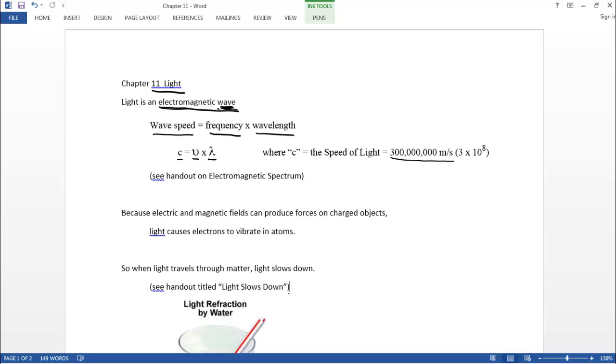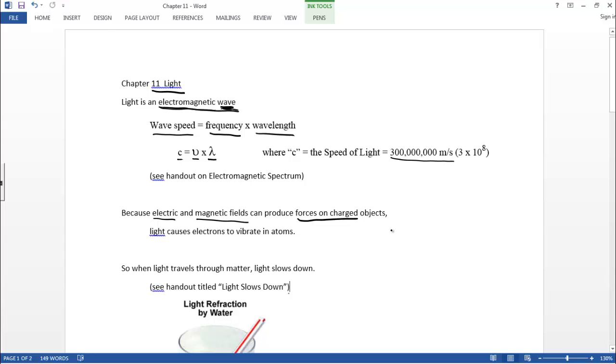So what do we know about electricity? Like charges repel, opposite charges attract. There are forces associated with electric fields. And what do we know about magnetic fields? Well, they too can produce forces on charged objects.